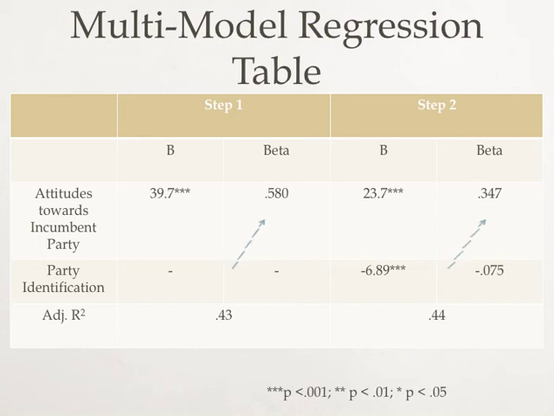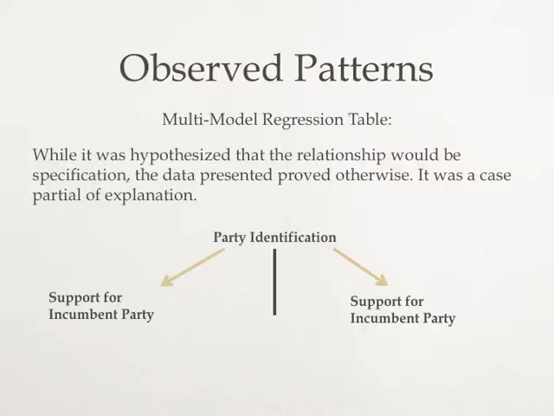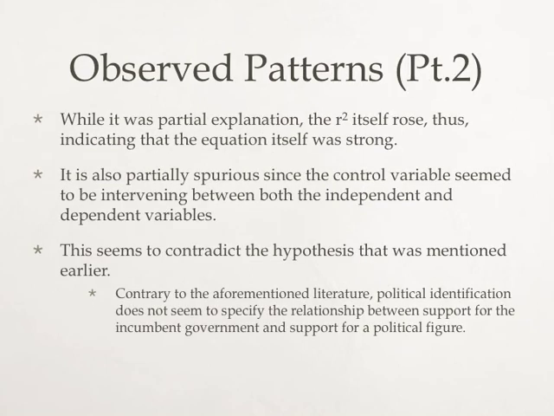And the adjusted R squared was 0.43 in step 1 and 0.44 in step 2, indicating that even though it rose, the relationship was still strong. The observed pattern indicates that while it was hypothesized that the relationship would be due to specification, the data proved otherwise, and it was a case of partial explanation. However, the R squared still rose and has still defined the relationship between the independent variable, which is support for the incumbent party, and the dependent variable, which is support for Stephen Harper.